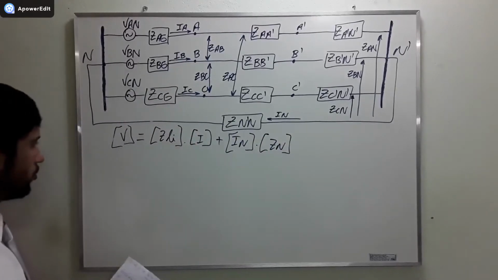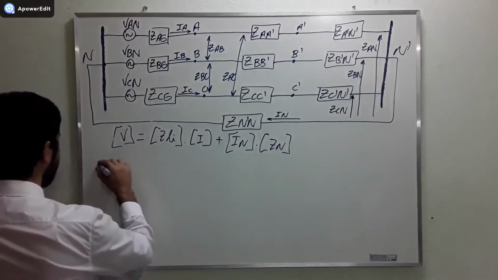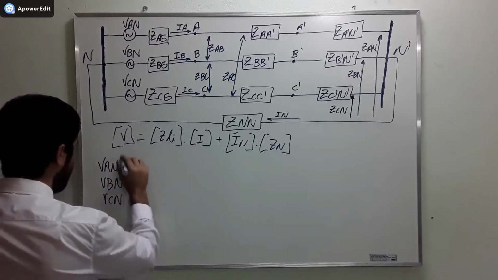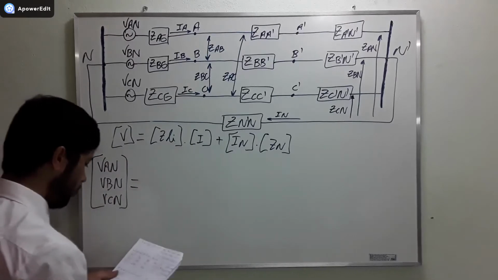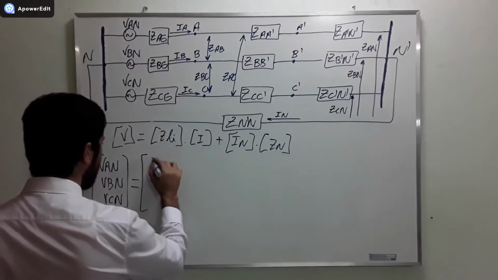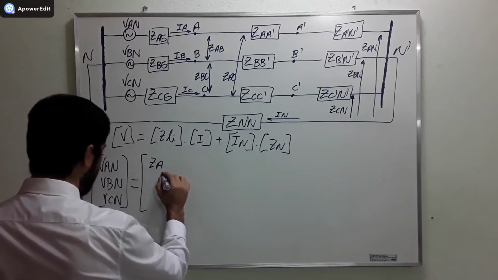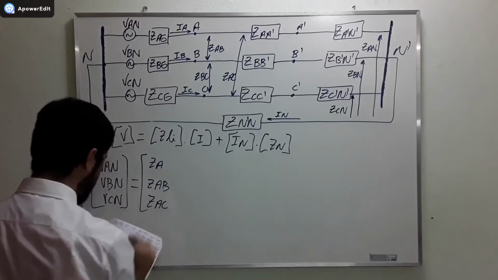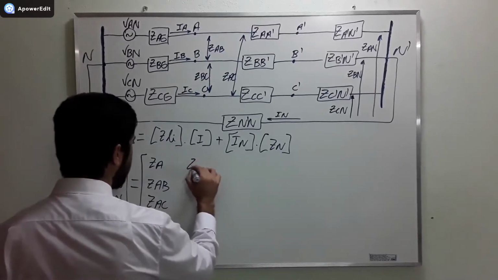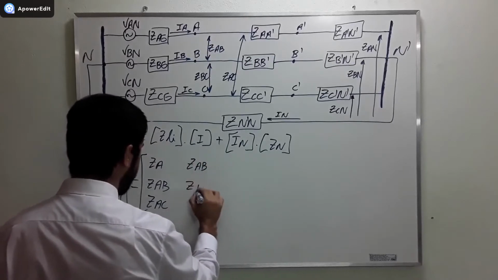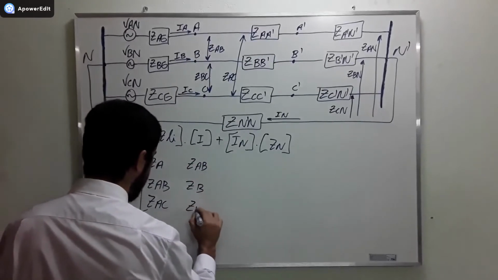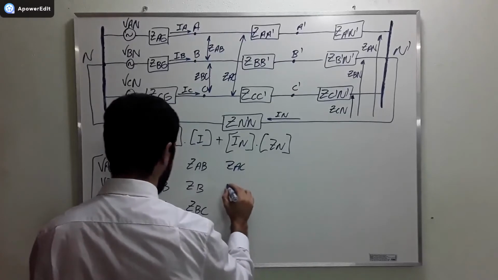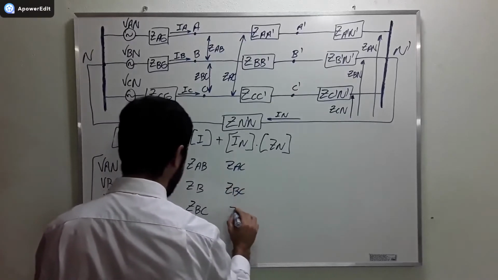Okay? And when we do that, we find the following matrix: VAN, VBN and VCN equal to ZA, ZAB, ZAC; ZAB, ZB and ZBC; ZAC, ZBC and ZC.